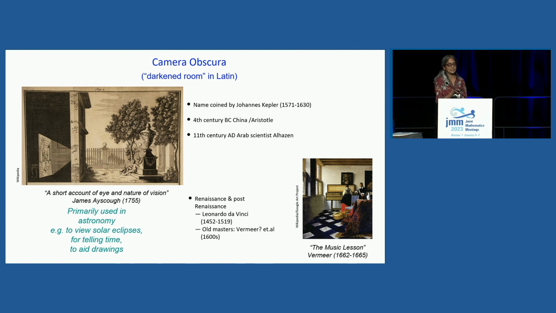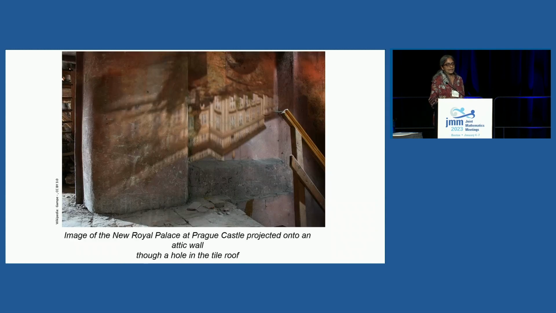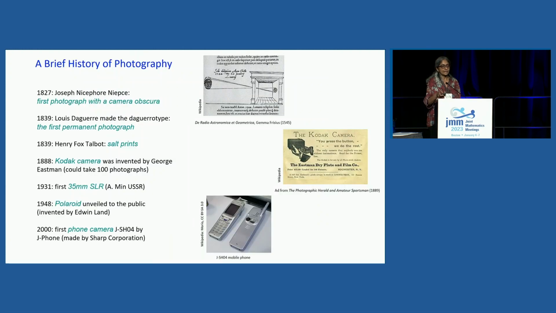Okay, so this is the basic pinhole camera. And here is an illustration of how the pinhole camera works in a modern photograph. So this is an image of the new royal palace at the Prague Castle, projected onto the attic wall through a hole in the tile roof. Okay, so this is an actual illustration of this inverted image that you see in the pinhole camera. Okay, so photography itself was born maybe at the beginning of the 1800s.